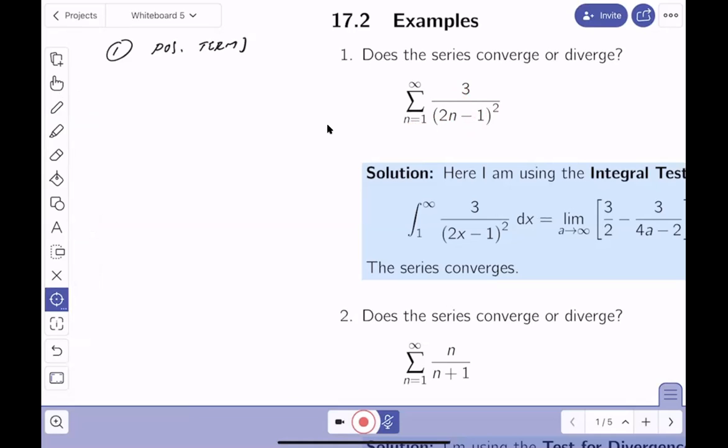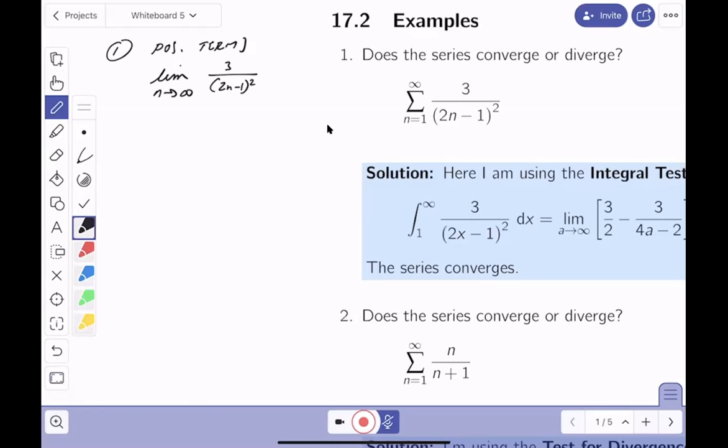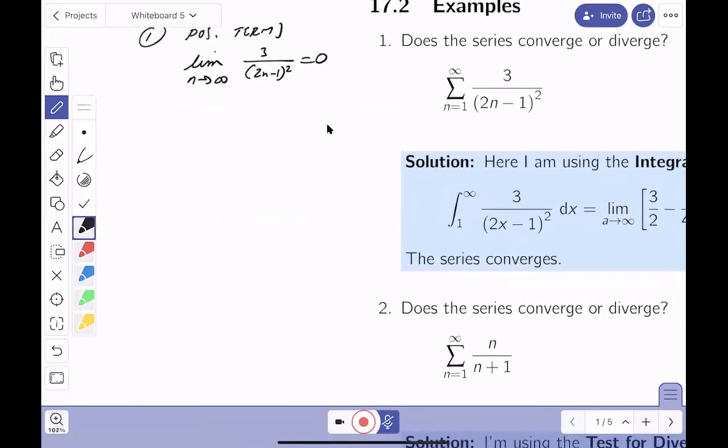So what test am I going to use? Well, the first thing I would probably do is look at the limit as n goes to infinity of a_n. And what's a_n? It's this over here. Well, unfortunately, this is 0. So this is no help to me. It doesn't say anything about the series. I was hoping it was going to be a non-zero number, but that's 0. That doesn't help me. So the question is, what do you want to do?